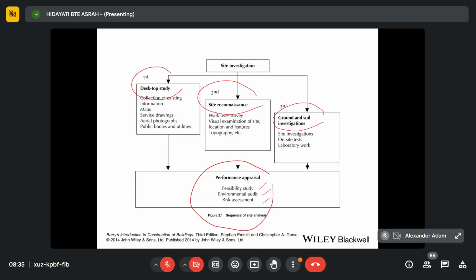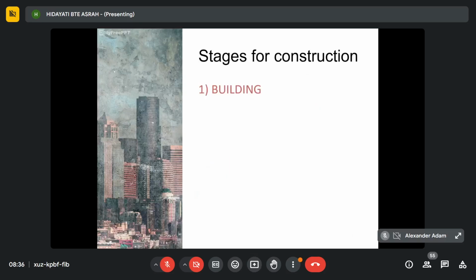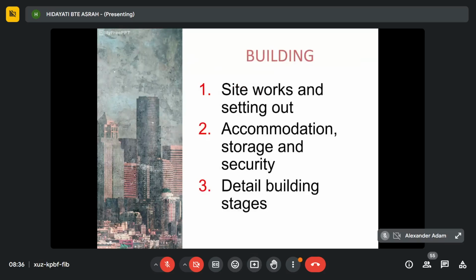When we finish with site analysis and the site investigation, the next step is you can start with the construction process. The construction process for building includes site work and the setting up process. And also you need to provide accommodation, storage and security. Next, we will also see detailed stages in the building construction. So this is the start of the construction process after you do the site analysis.